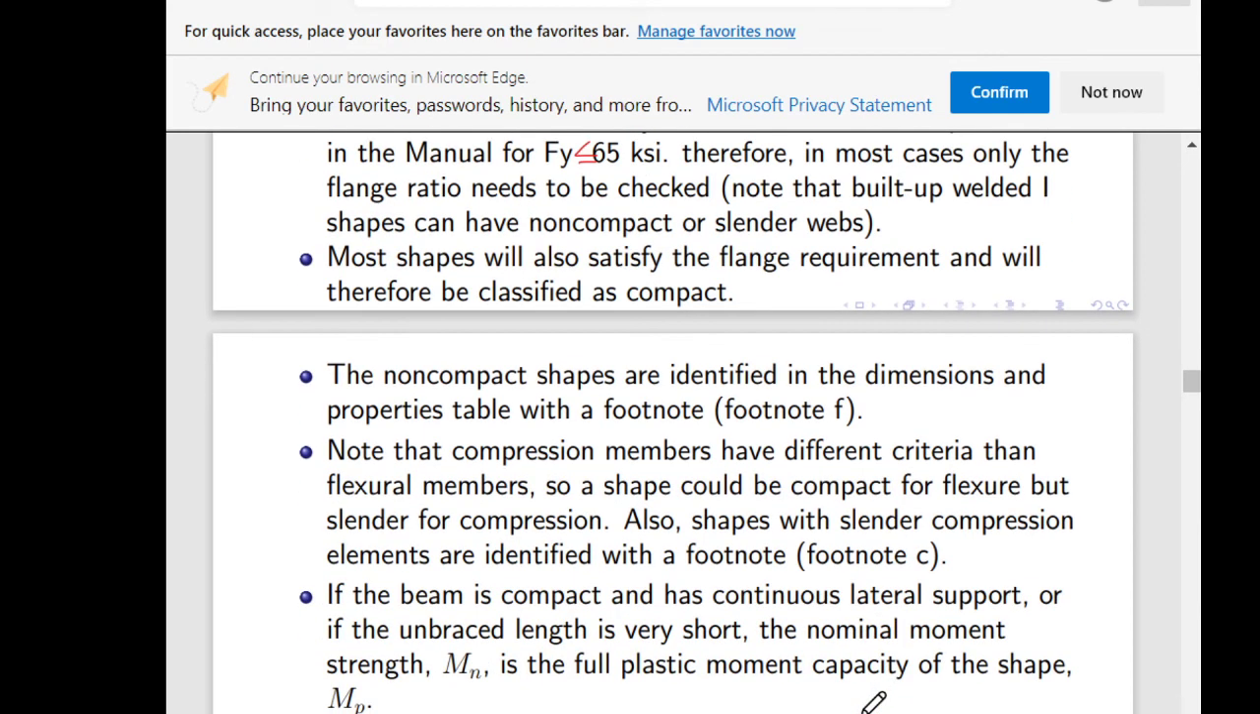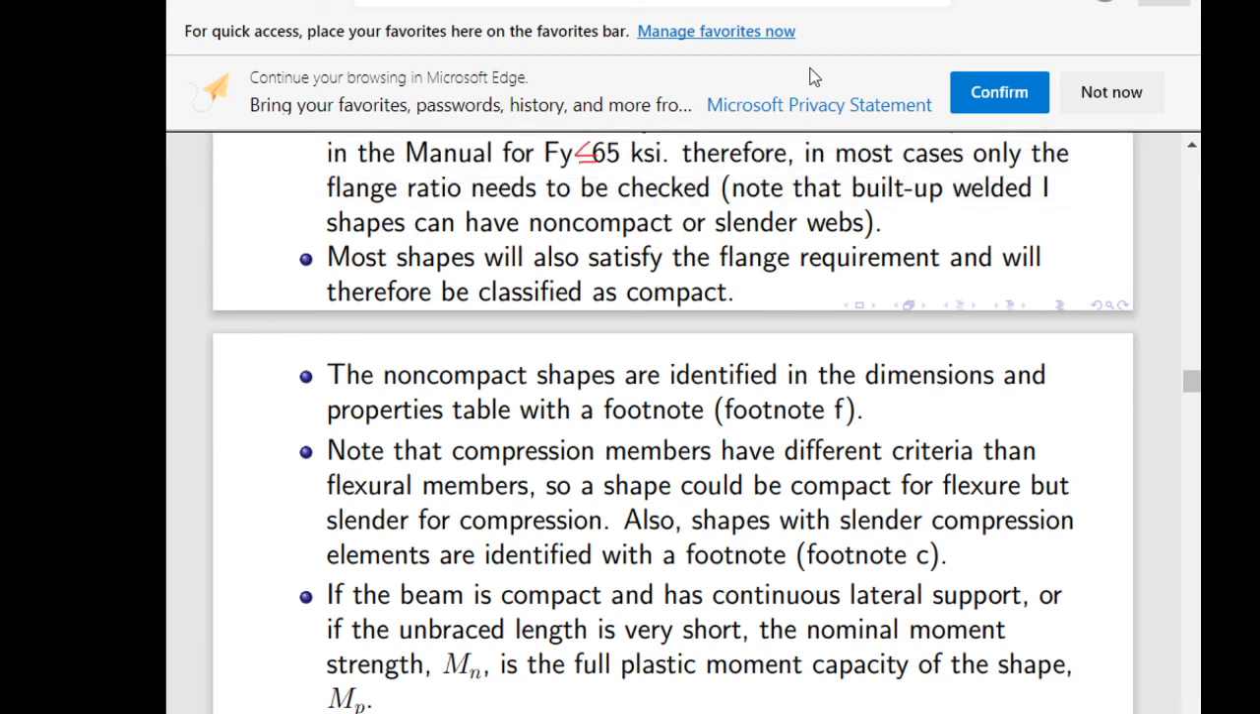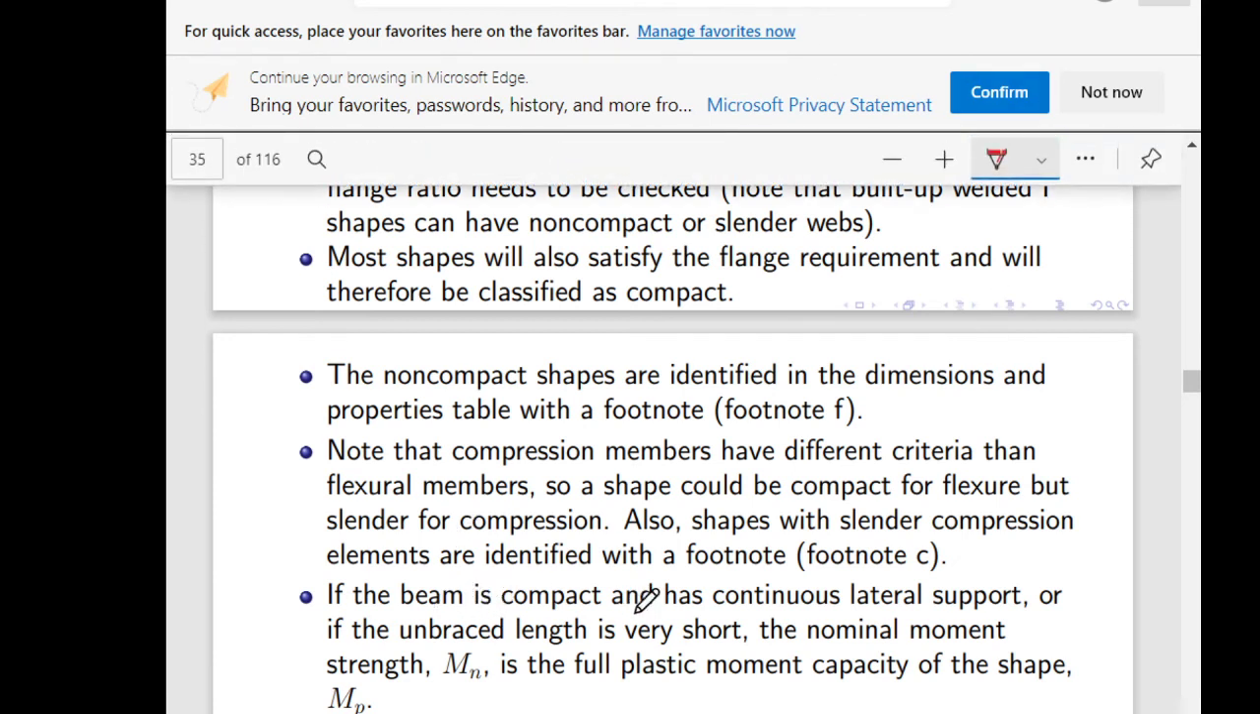If the beam is compact and has continuous lateral support, or if the unbraced length is very short, the nominal moment strength Mp is the full plastic moment capacity of the shape. So if a beam is compact and has continuous lateral support or the unbraced length is short, it will reach our plastic condition. So meaning this nominal moment will become the plastic moment capacity of the shape.